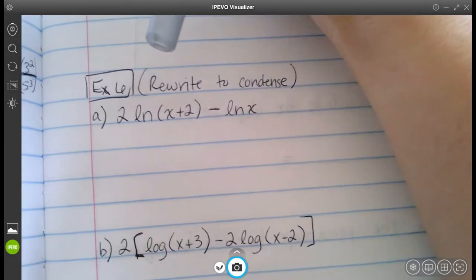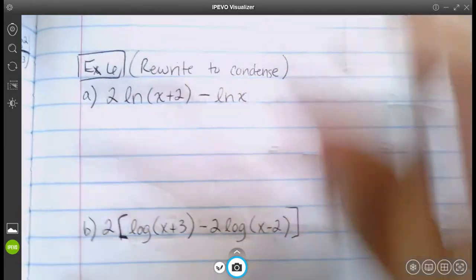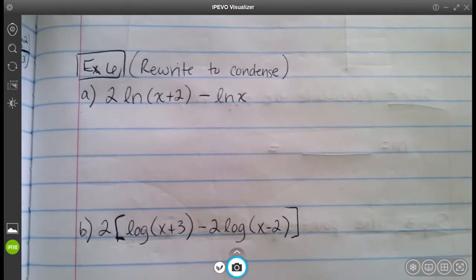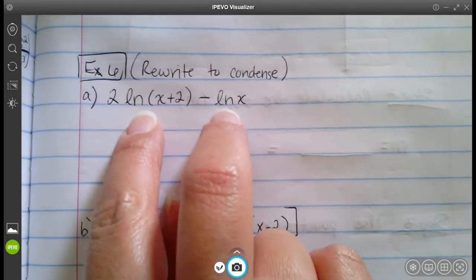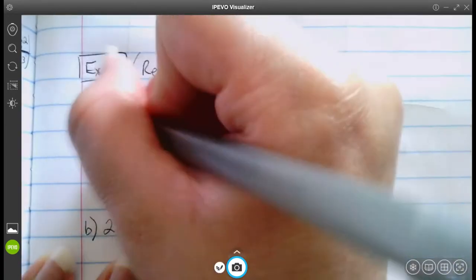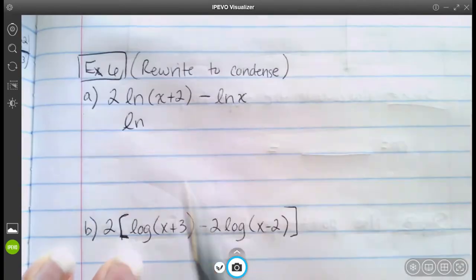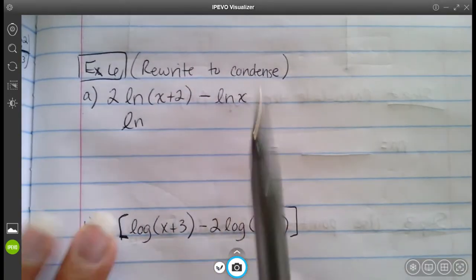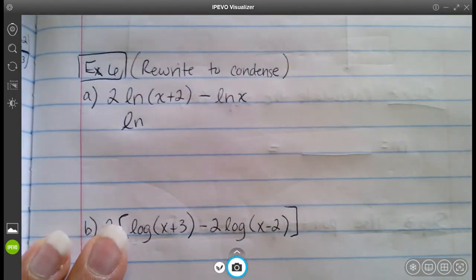Okay, moving on. Number 6 has two parts here. So number 6 is asking us to go backwards. Now we're going to be condensing. Condensing means we're going to go from multiple ln's or logs to one. So I'm going to just go ahead and start off right with that. So I'm going to have ln, and I have to condense all this. So I'm going to look at the first part here.